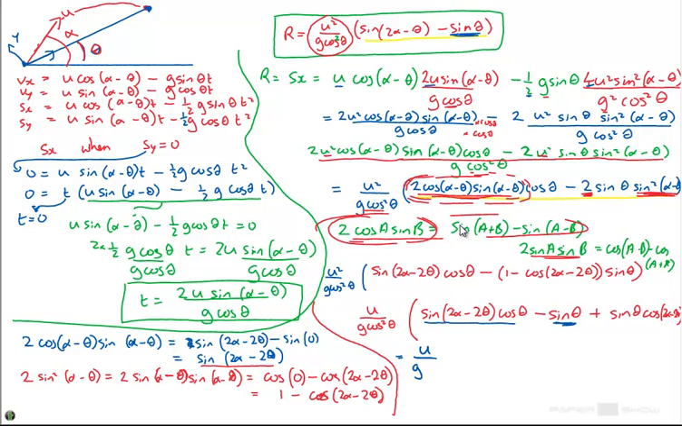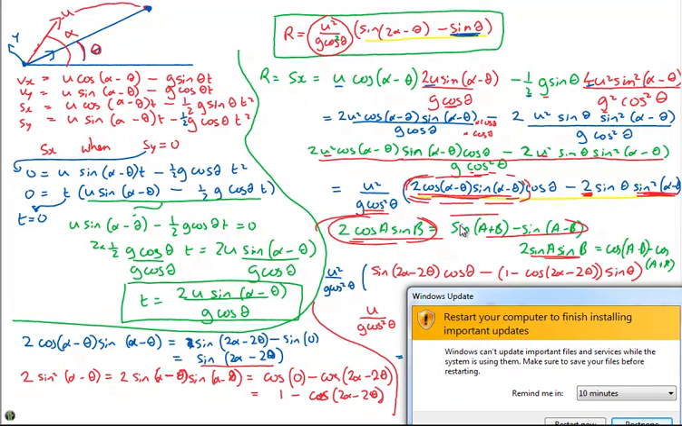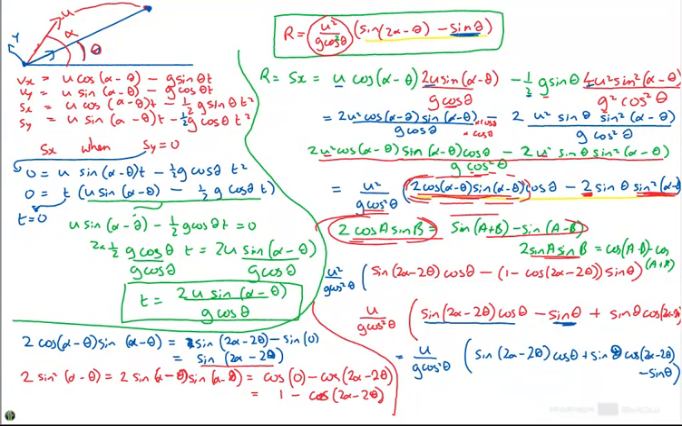u over g cos squared theta. And I'm going to just have them just so sine 2 alpha minus 2 theta cos theta plus sine theta cos 2 alpha minus 2 theta, and then that's minus sine theta, and that's our line. Okay, and I'll postpone that. Really sorry about this, it's not really working too well at the moment, but sure we should get this finished. So that's that line there.